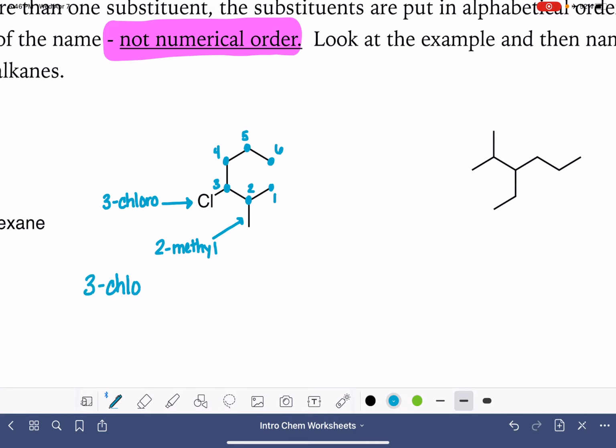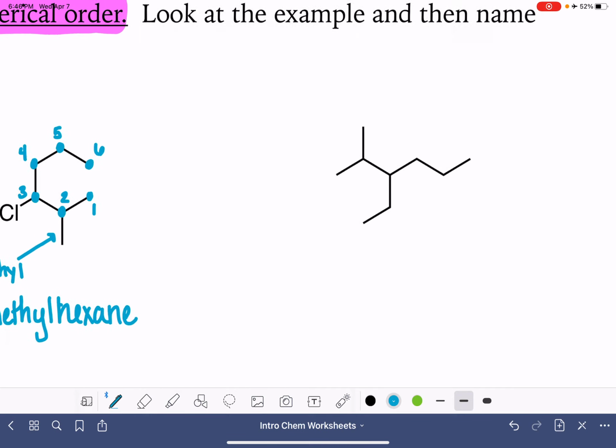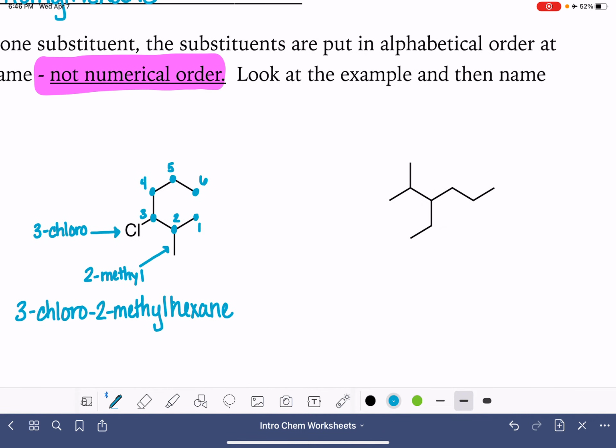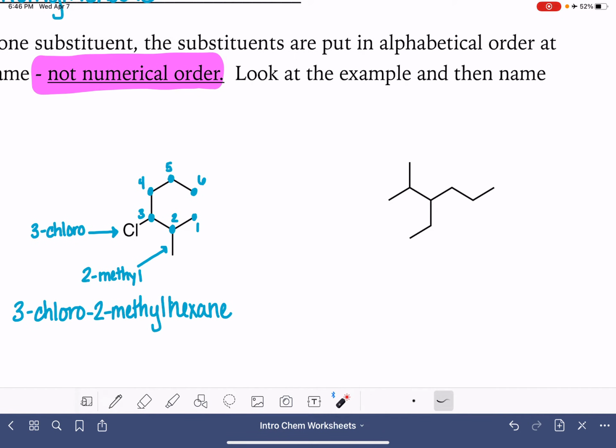3-chloro, and remember to use a dash to separate your numbers and your letters, 2-methyl, and then once I get the branches named, I'm going to name the parent chain, 6-carbon chain, which is, if you look back at your notes, that is hexane. We've got one more example over here where we can practice.